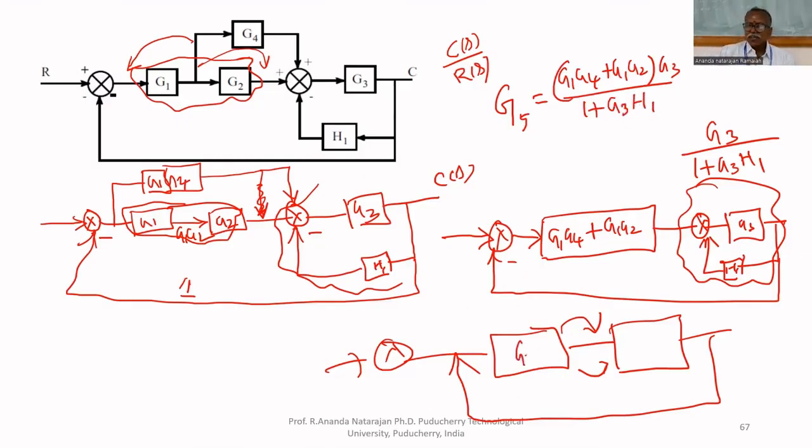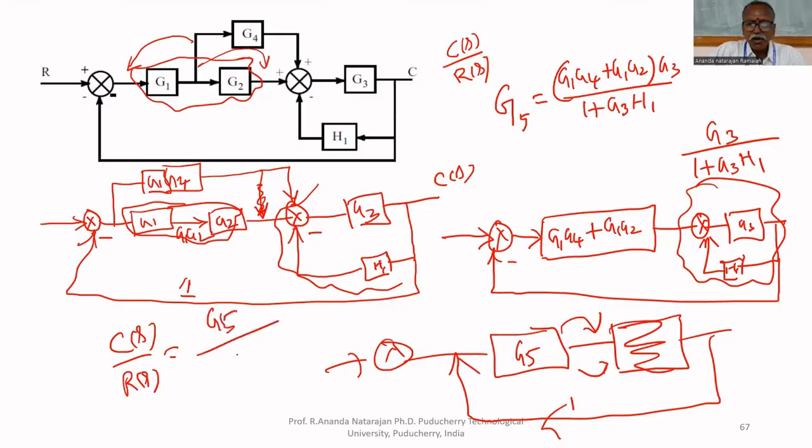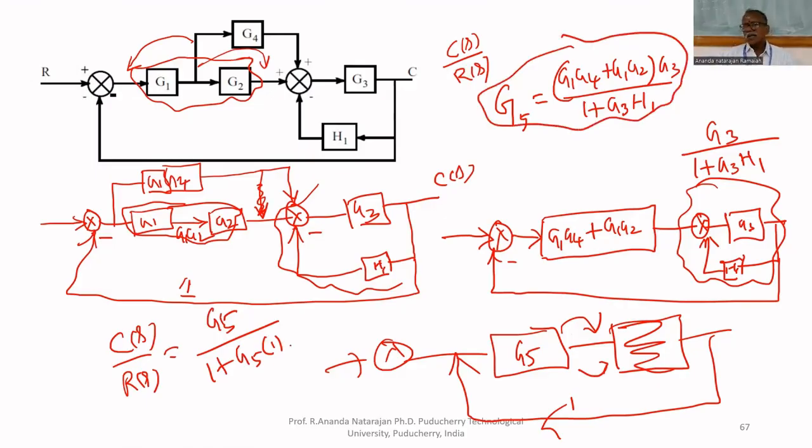This is G5. The feedback is unity feedback. Then what you will get is C of S upon R of S equals G5 upon 1 plus G5 multiplied by 1, because it is unity feedback. That's all. Substitute G5 and 1 here and take the LCM. You will get a single transfer function. So this is called the block diagram reduction technique.